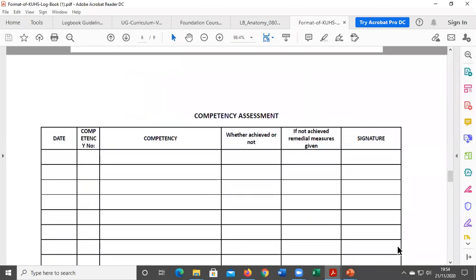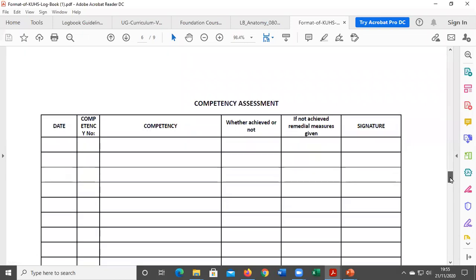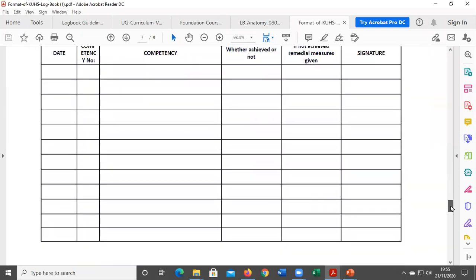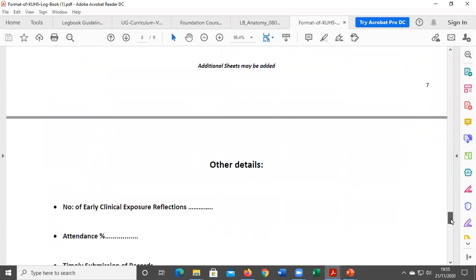And then there's a table which gives us an opportunity to write down the competency number, the statement of the competency, whether it is achieved or not, yes or no, and if not achieved, then what are the remedial measures given, followed by the signature of the faculty. So this is the documentation of the competencies that are recorded. So this is the format of the Kerala University of Health Sciences.